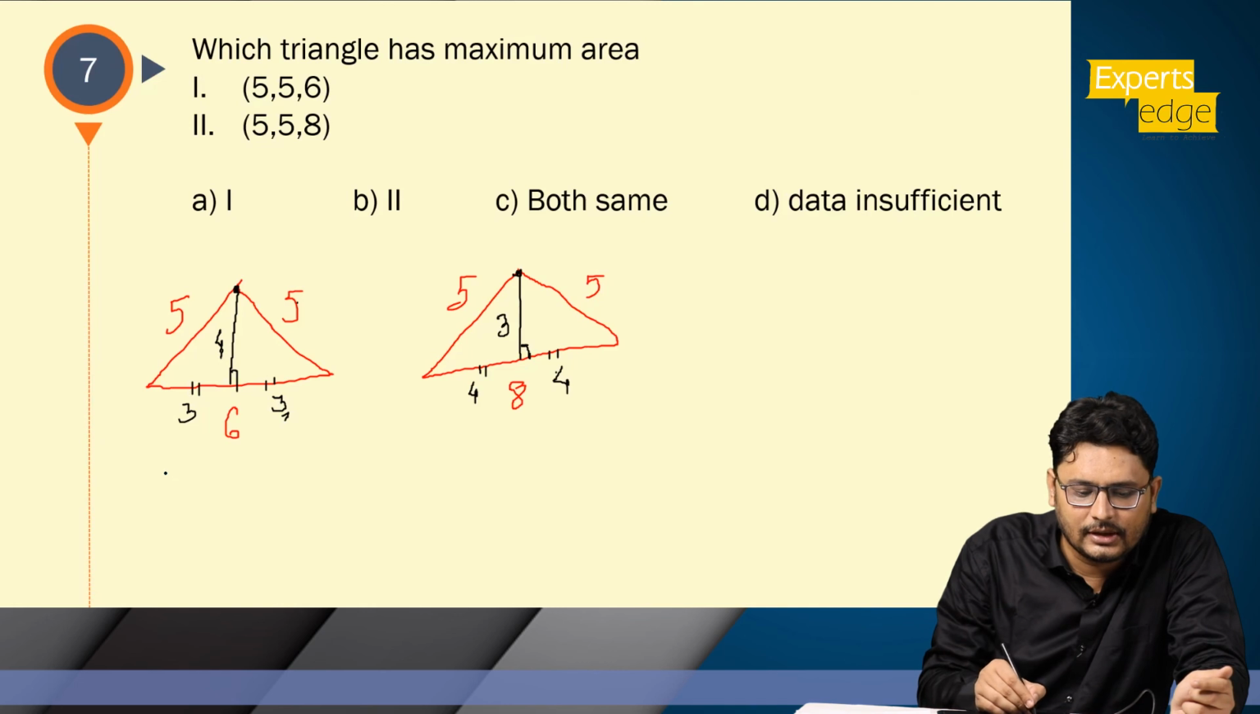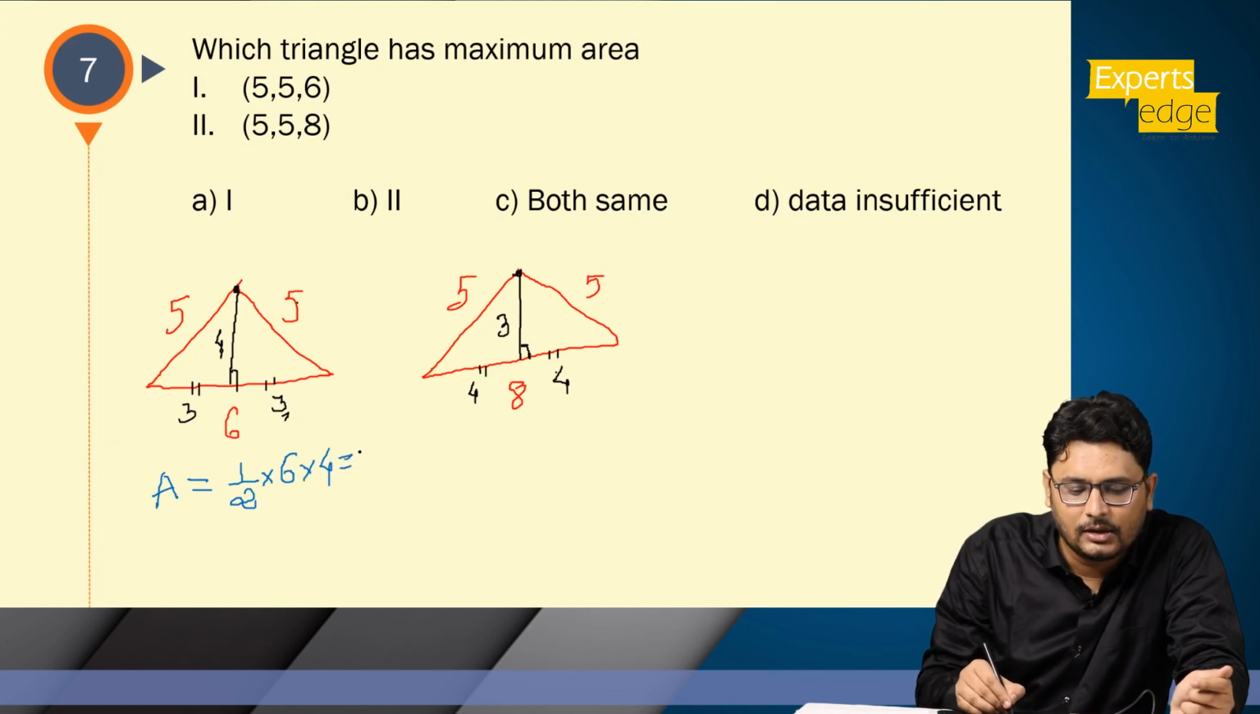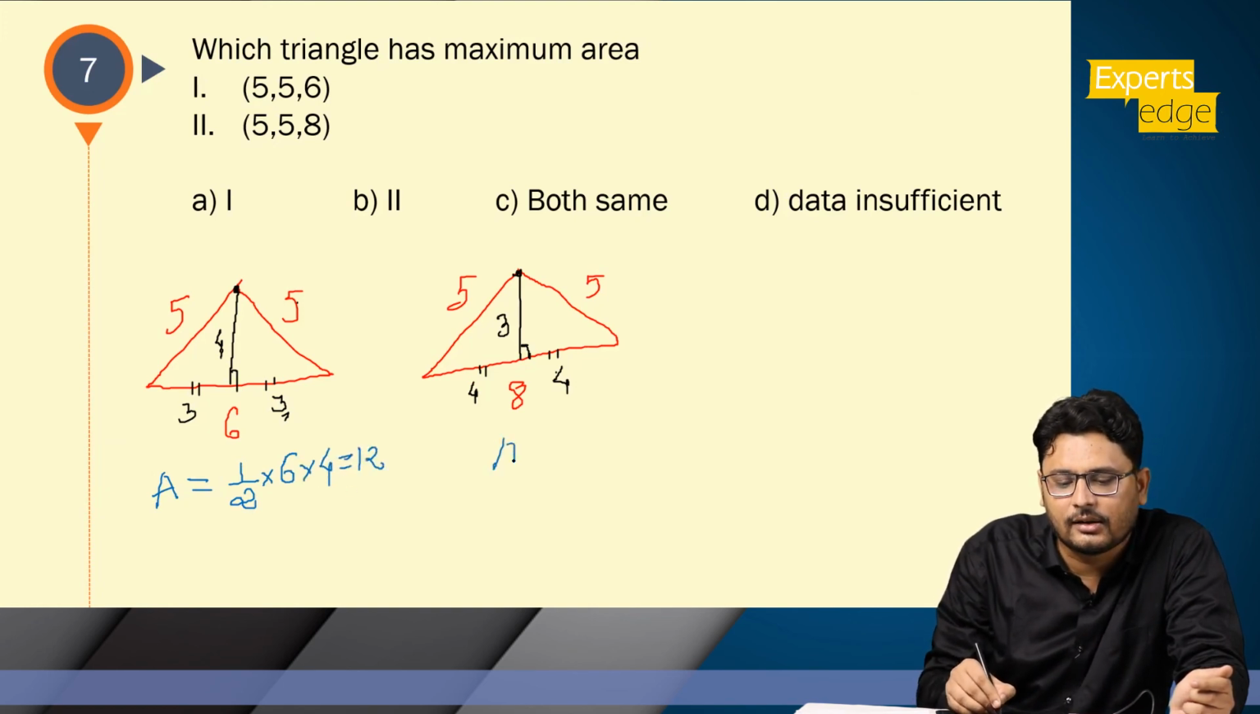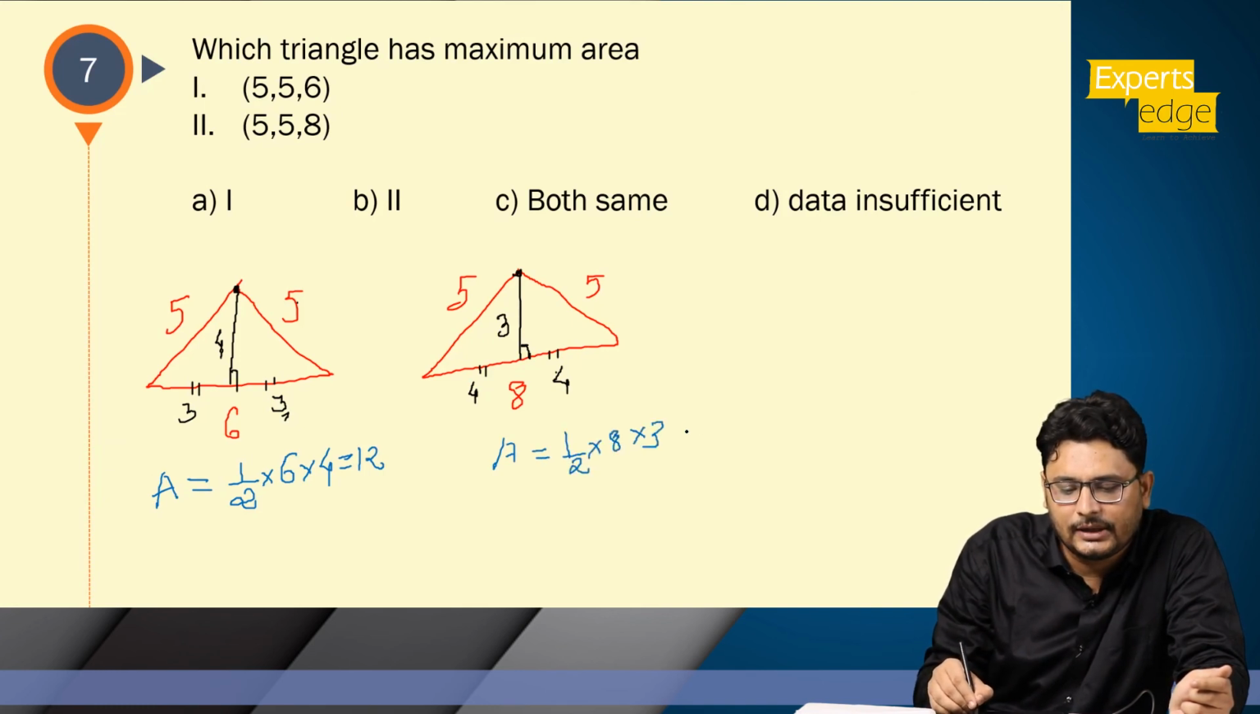What will be the area of this triangle? The area of this triangle will be half base. What will be the base? Base is nothing but 6. And what is the height? 4, right? So its area will be what? 12. Now see the area of this triangle. Half 8 into 3. Again you will get 12.